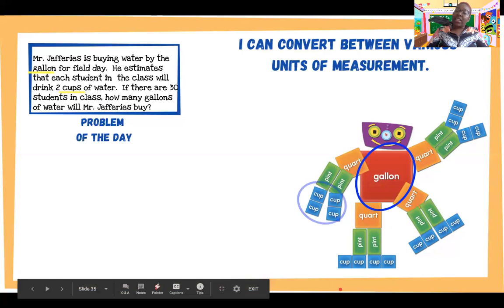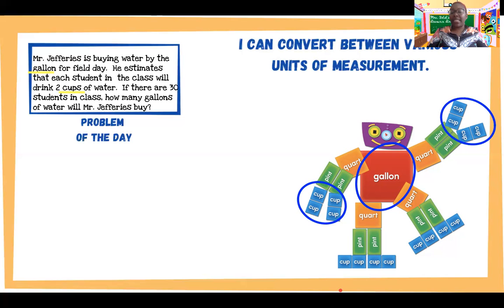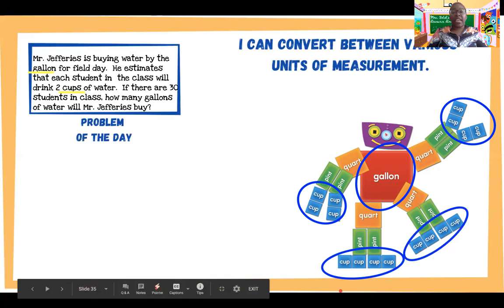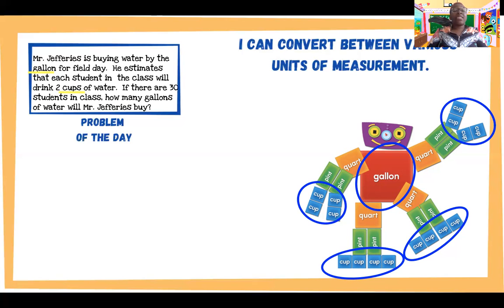Well, we can take a look at Mr. Gallon's arms, and he's got 4 cups on each side, so 4 plus 4 is 8. And then we've got another 4 cups on each of his feet. So 4, 8, 12, 16. So we know that 1 gallon is equal to 16 cups. So what questions might we ask ourselves to solve this problem?